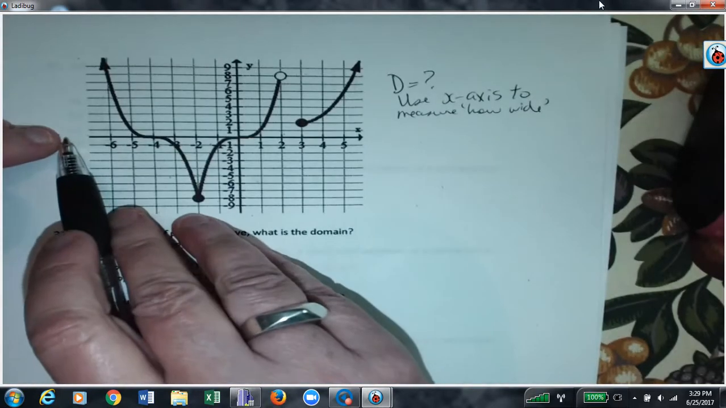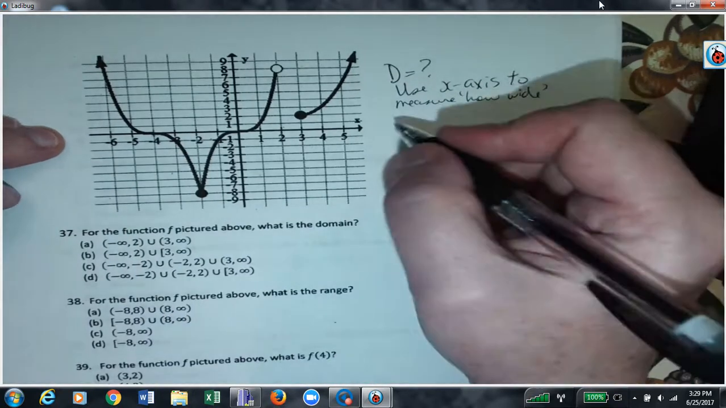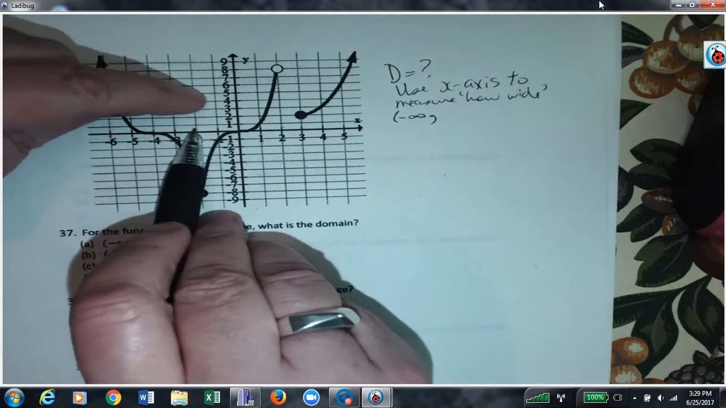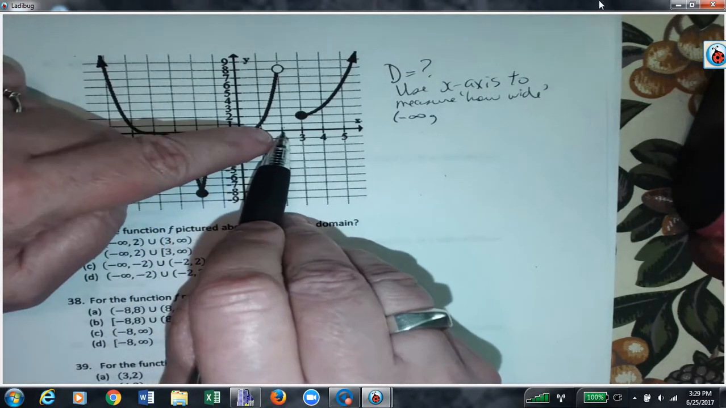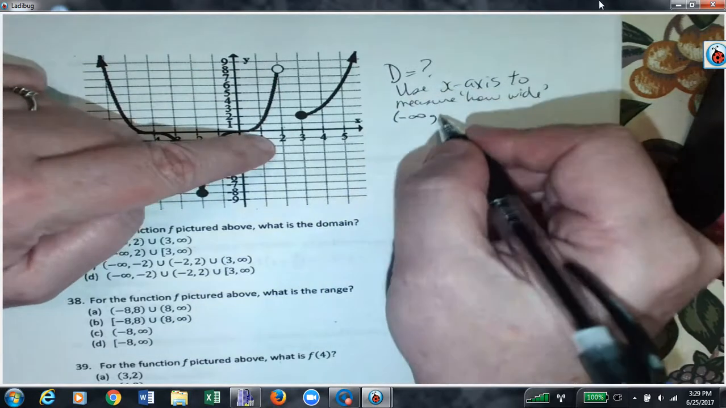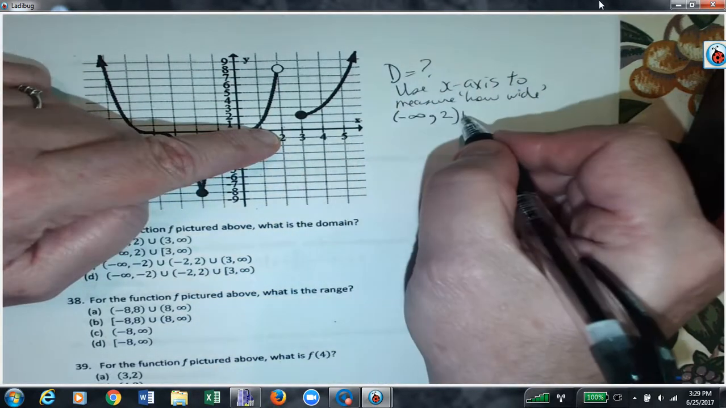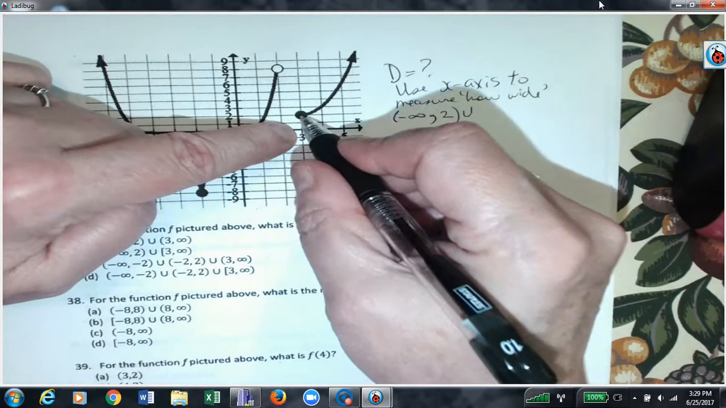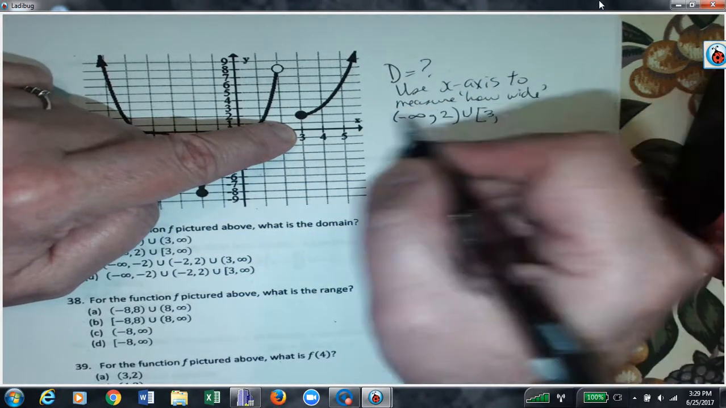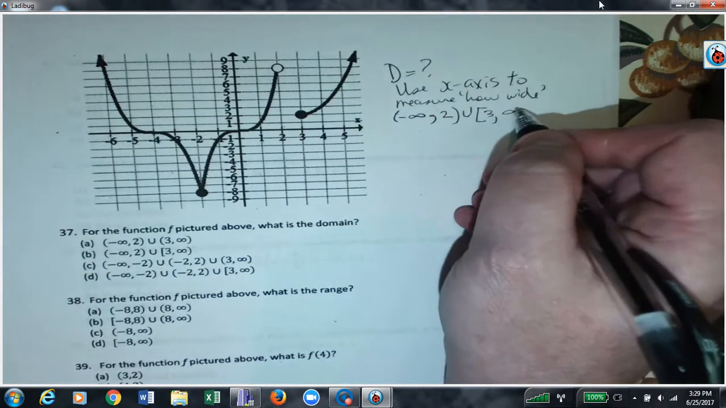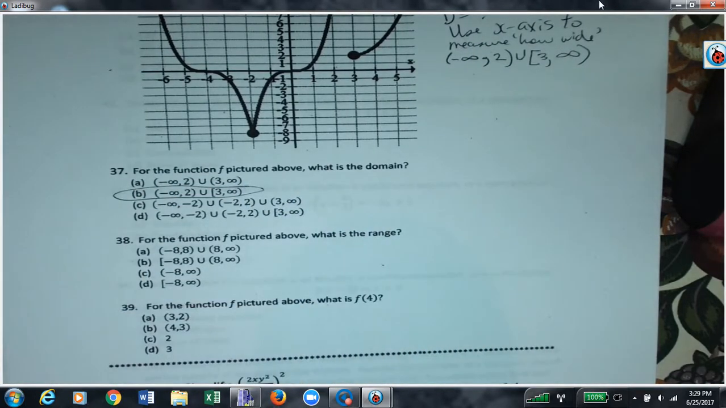So, do we have a leftmost point? No, we don't. So it's coming in from -infinity and up until we get to 2. Is 2 included? No, it's not. Then, when I'm between 2 and 3, there's a gap. But I pick it up again at 3, and 3 is included. And then there is no rightmost point. So that's what I'm looking for in the domain. So the answer to number 37 is B.